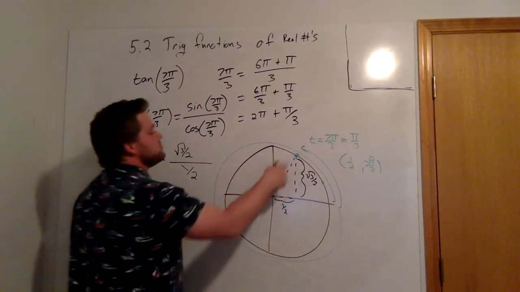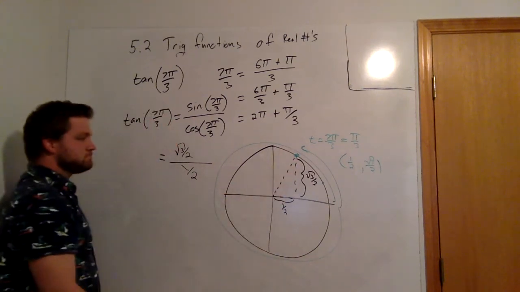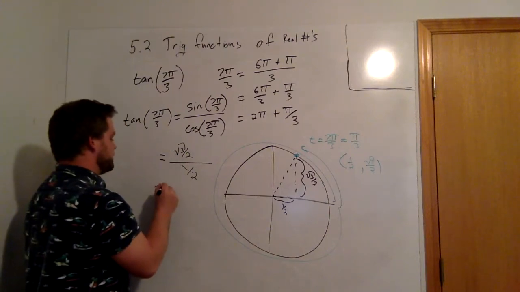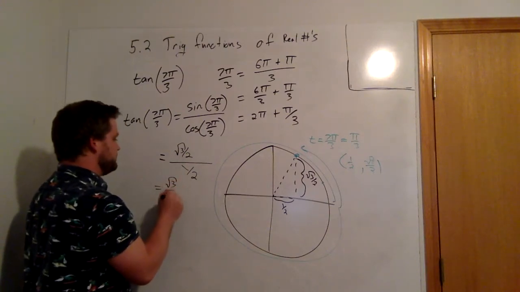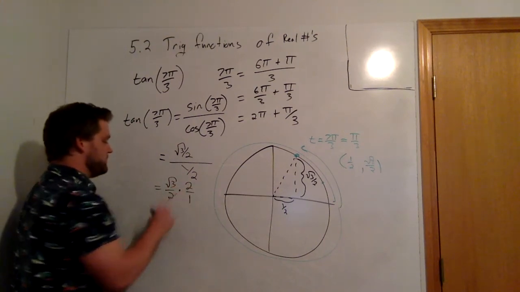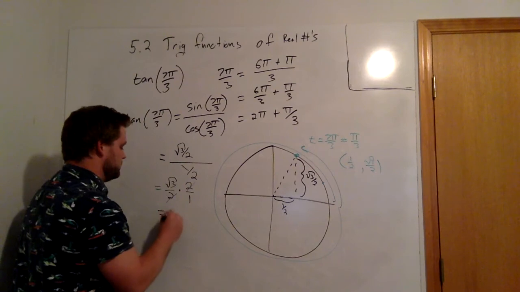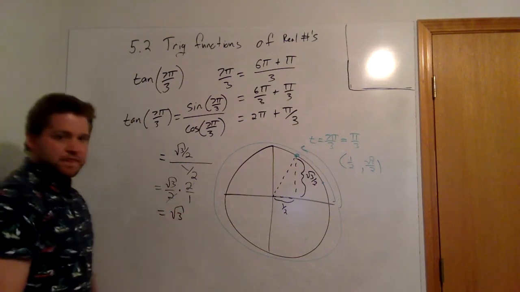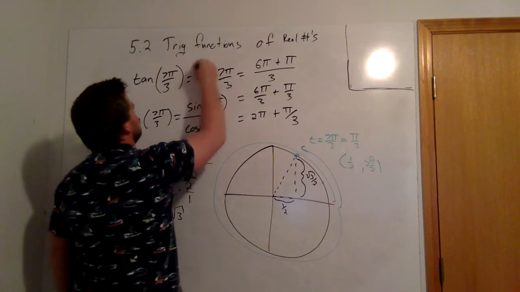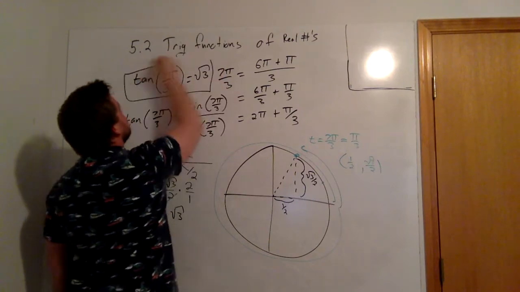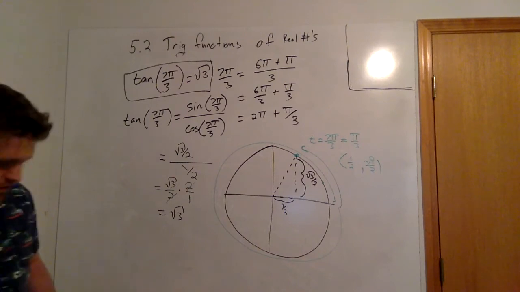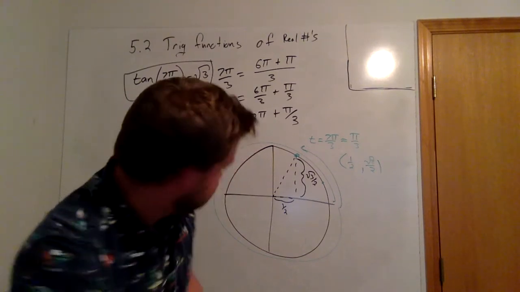That's the same thing as the slope of that line. So remember, when we divide fractions, we flip and multiply. So this is the same thing as root 3 over 2 times 2 over 1. The 2's cancel, and I'm left with root 3. So what we have here is the tangent of 7 pi over 3 is root 3. Beautiful. Let's do another example.